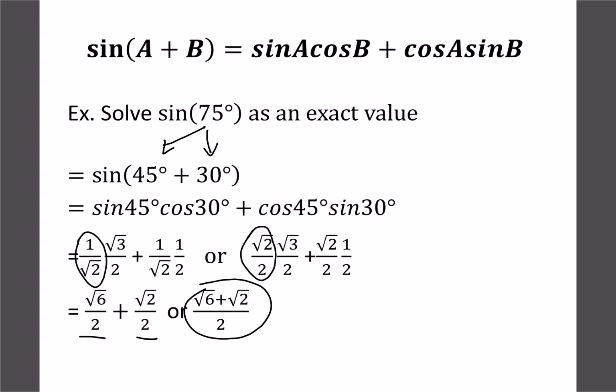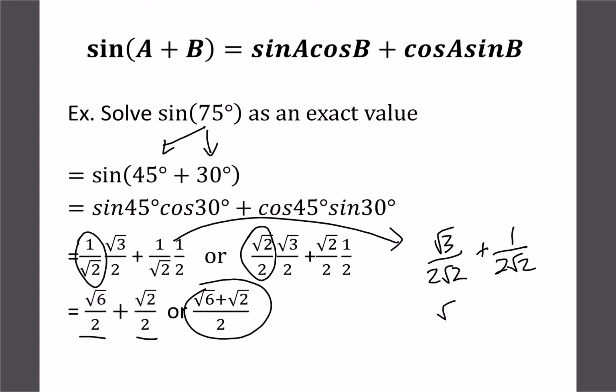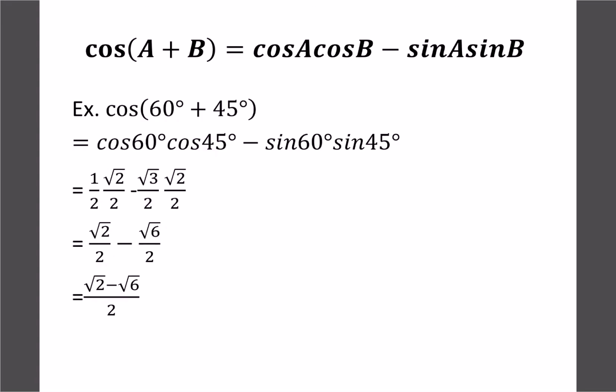Okay, if we wanted to leave it as 1 over root 2, you could have done that. So let's just kind of go from this step. We'd have root 3 over 2 root 2, if we multiply those, and then on the top we'd have 1 over 2 root 2, so we could just write this as root 3 plus 1 over 2 root 2. So that answer, or the root 6 plus root 2 one, both identical solutions.